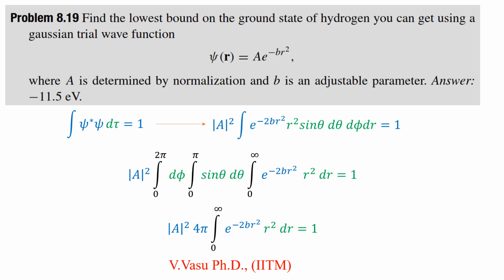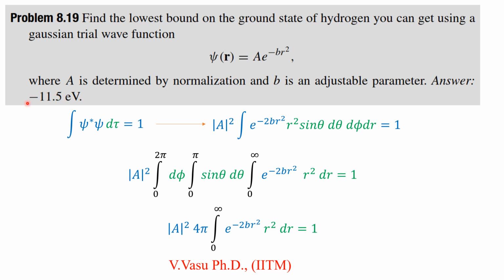Today we will solve problem 8.19 of Griffiths Introduction to Quantum Mechanics, third edition. The problem is to find the lowest bound on the ground state of hydrogen you can get using the Gaussian trial wave function. Here they have given the trial wave function, which is Gaussian in nature, equal to A e^(−b r²). Here A is the normalization constant and b is the adjustable parameter.